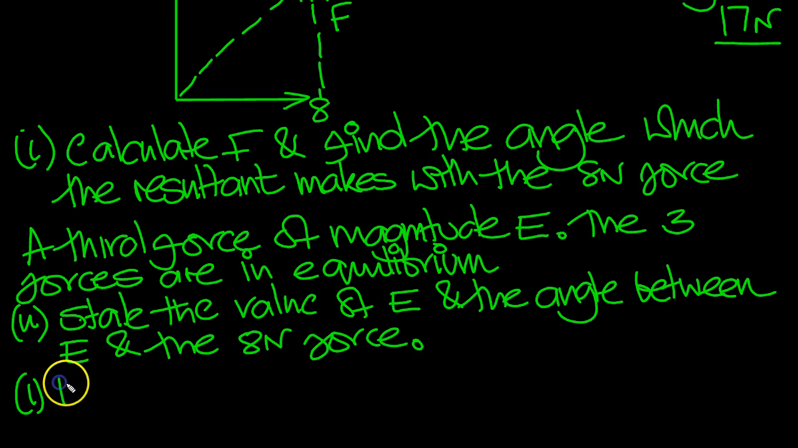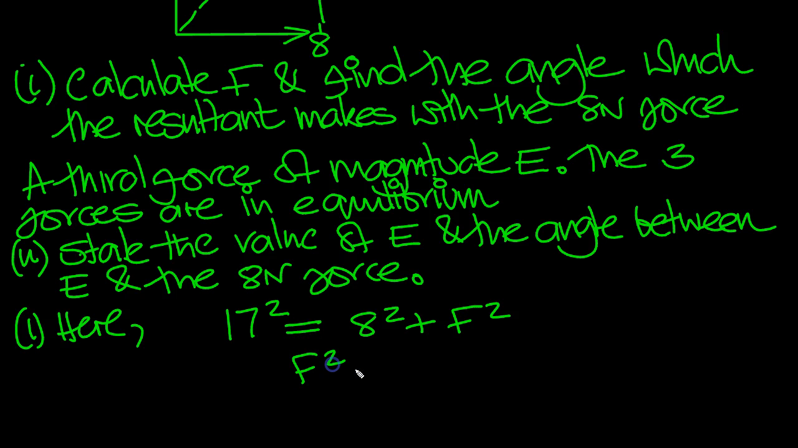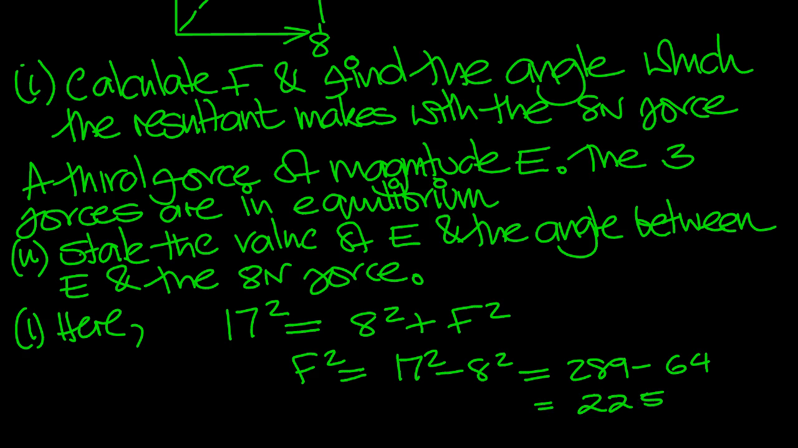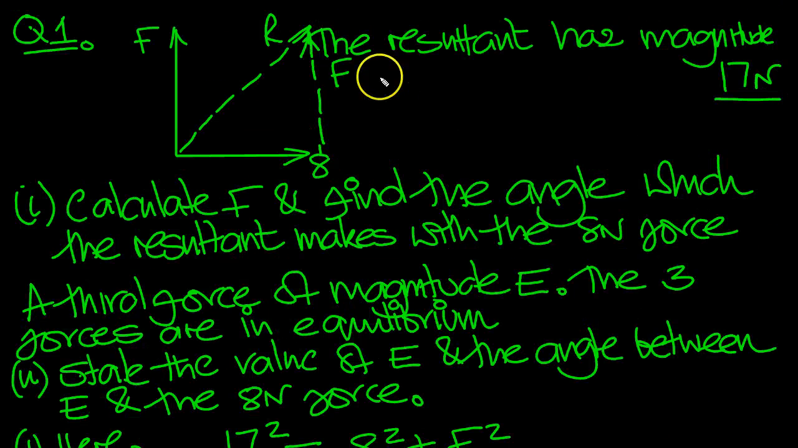Use Pythagoras. The resultant force magnitude is 17, so 17 squared is equal to 8 squared plus F squared, the two sides of the triangle. So F squared is equal to 17 squared minus 8 squared, which is 289 minus 64, which is 225. The square root of 225 is 15. It's an 8, 15, 17 triangle. So F is 15, that's 15 newtons acting at O.